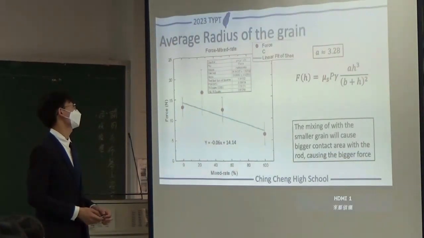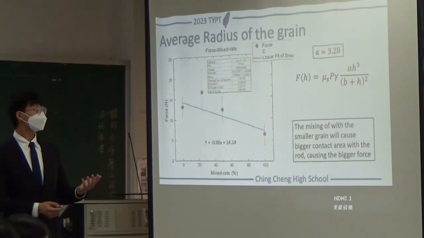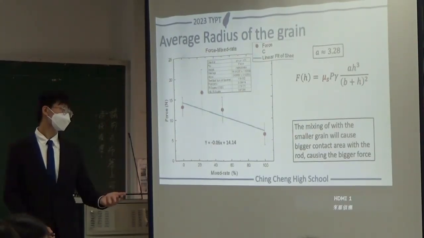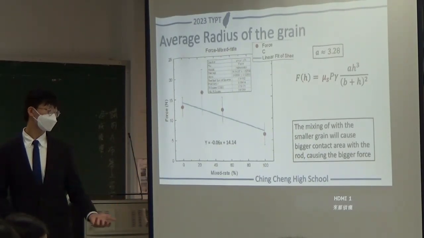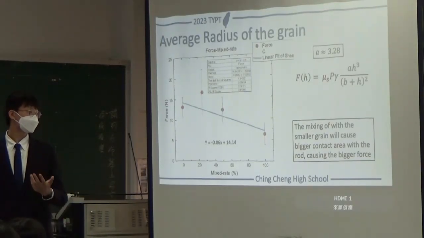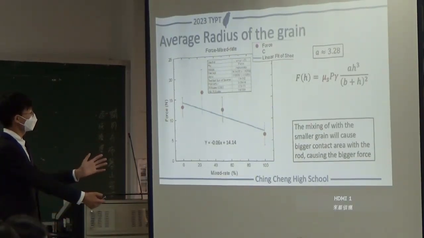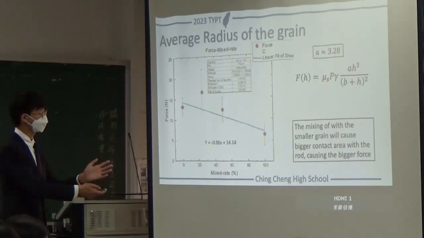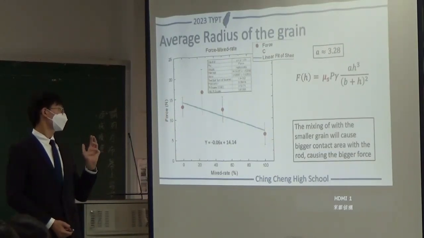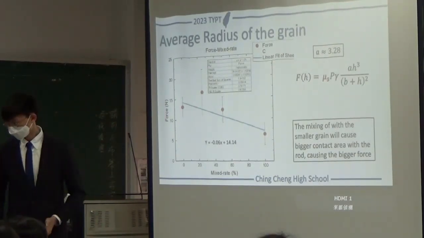And let's talk about the average radius of the grain. Also by this equation, we can get that mixing of similar grains will cause a bigger contact area with the rod and cause a bigger force. And here is the diagram about the force versus the mixing rate. And we can see that it is an inversely proportional linear relationship.